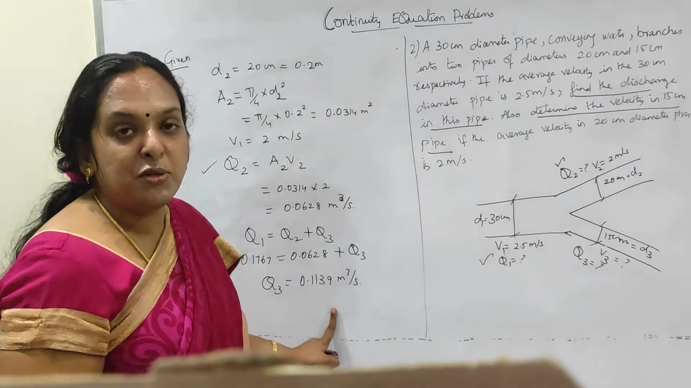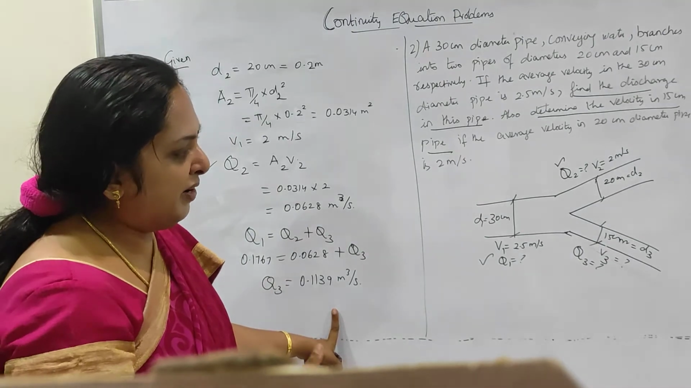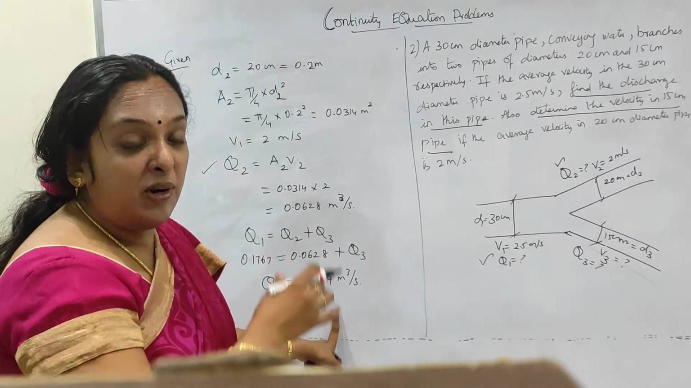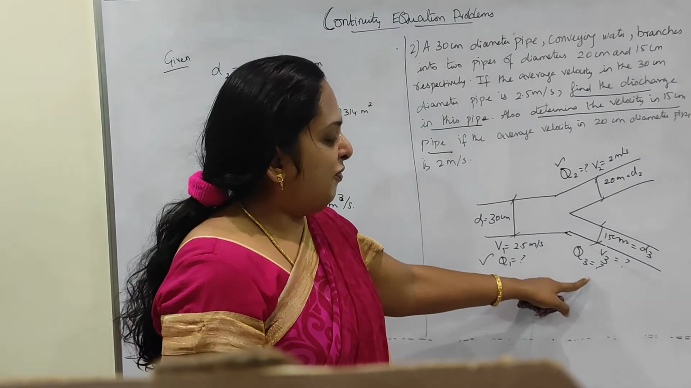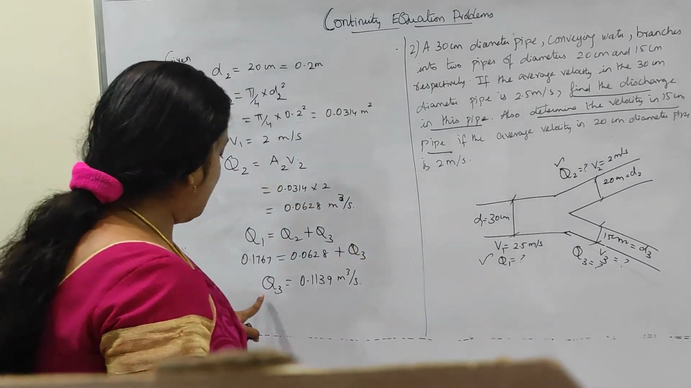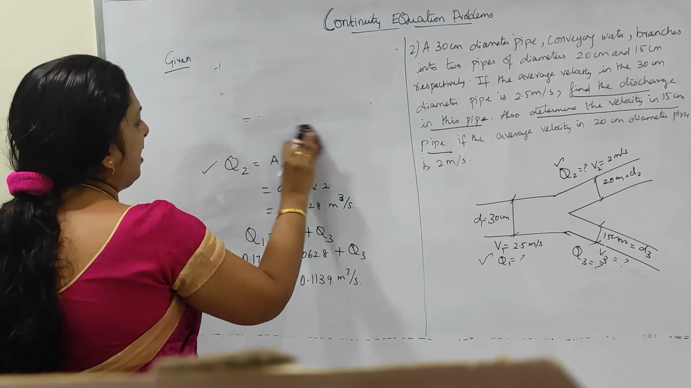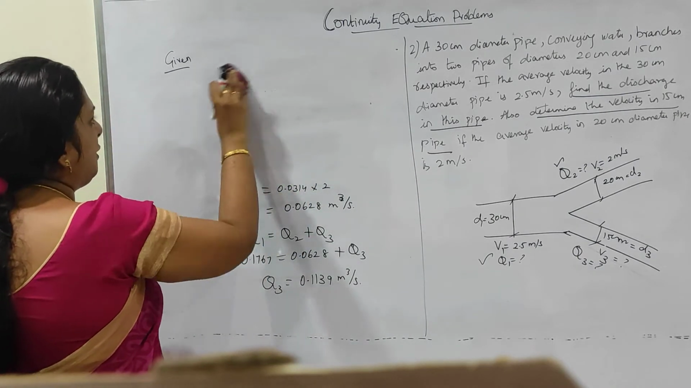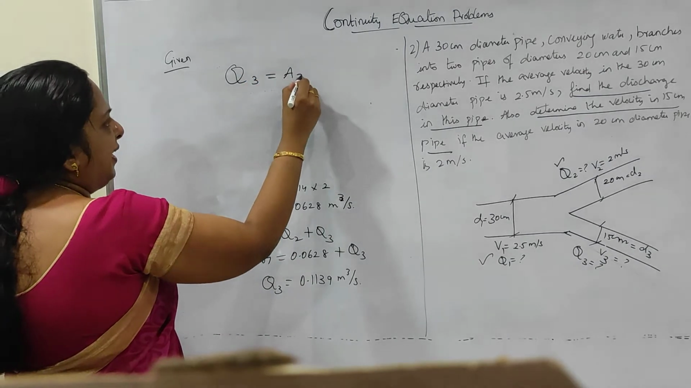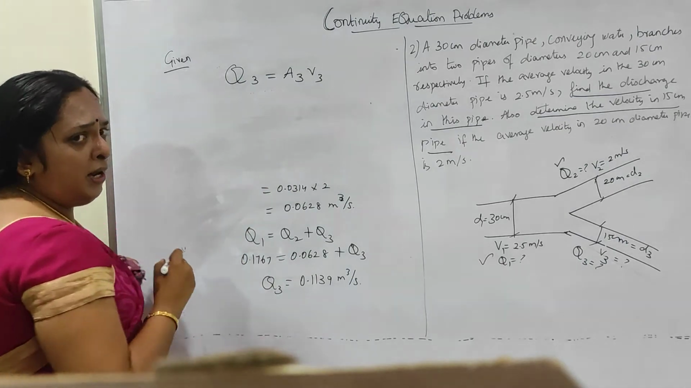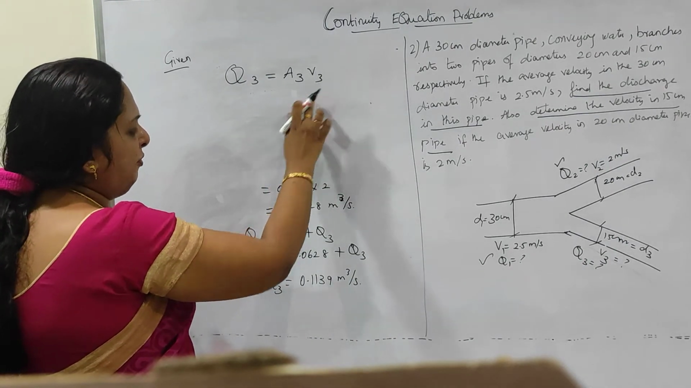But my question is not to find out the value of the discharge in pipe 3, or in the branch of 15 centimeter diameter. I have to find out the velocity in the 15 centimeter pipe. Once I know the discharge, it's easy to find the velocity, because we know the continuity equation: Q3 is equal to A3 V3. What is discharge? It is area into velocity. So area at section 3 into V3.